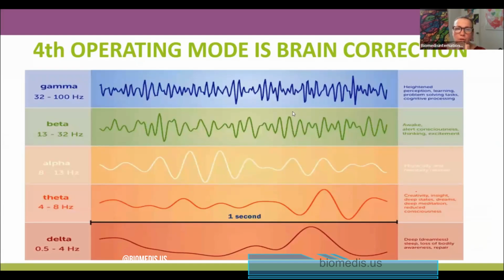Okay, the fourth operating mode in the Biomedis Trinity is meant to be for the brain corrections. And as we know, the brain has different frequency depending on what we are doing. When we are in a thinking mode, doing something, in awake mode, we're going to have the beta state, and we have complexes in Biomedis Trinity in beta. Like for focus, for memory, for concentration.